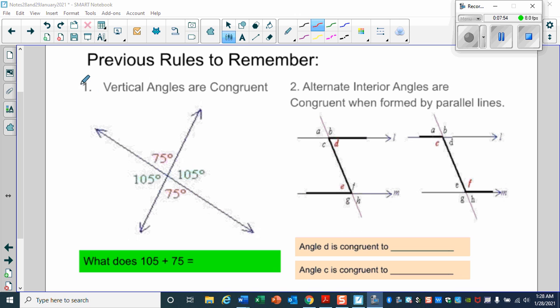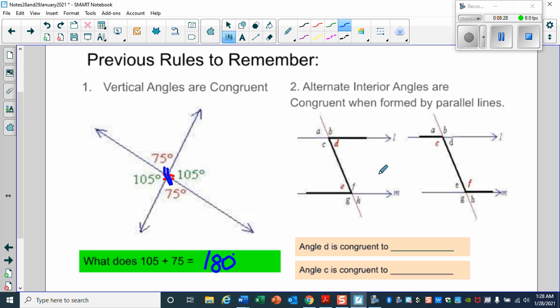Other rules to remember: vertical angles are congruent. Talked about it once before, 105 and then the 75. And what does 105 plus 75 equal? You need to fill in that blank. And you should know it's 180, because remember, 105 and 75, that's a linear pair, always 180. So either going this way or this way.